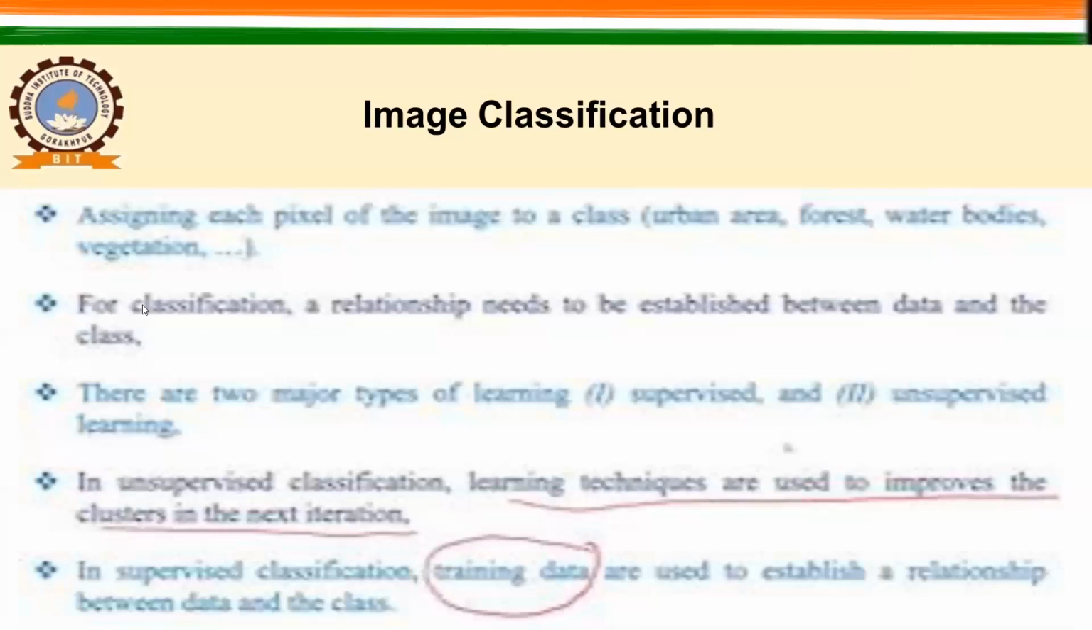So if you supervise, that means you will have an instructor. And in case of image classification, an analyst is required to provide the data set. And what do you mean by data set? Data set means here we are referring to the training data. So in unsupervised classification, learning techniques are used to improve the cluster in the next iteration. And in supervised classification, basically we provide the training data and that is used to establish the relationship between data and the class. And subsequently we classify the whole input image into several classes.